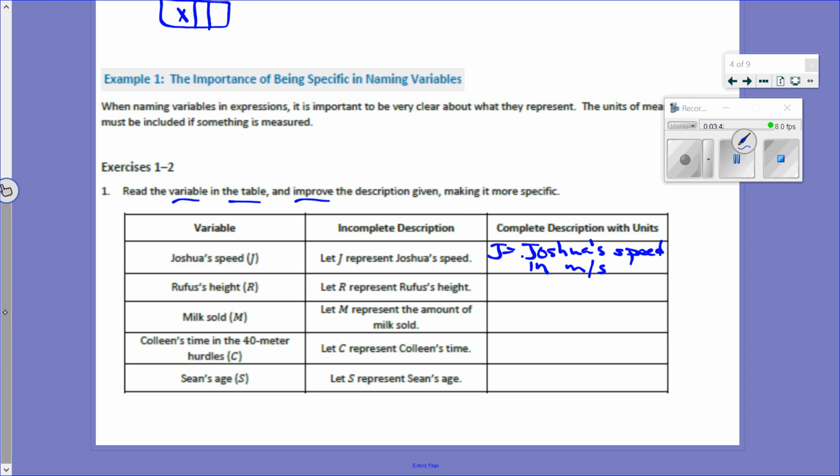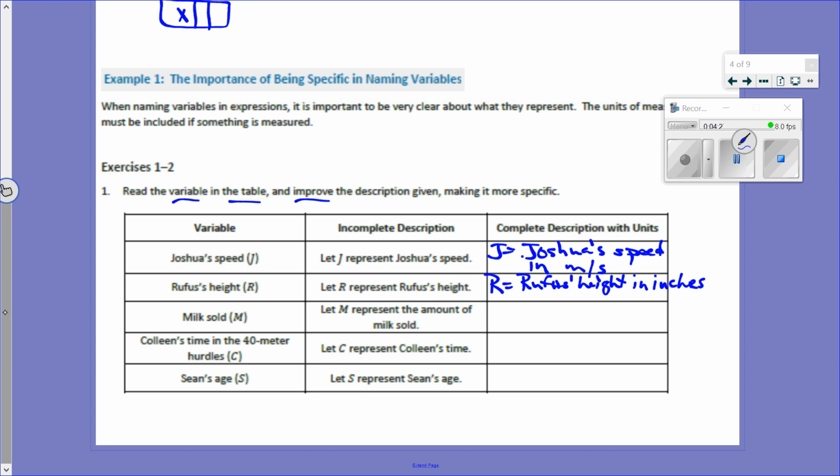Okay, our second one, Rufus's height. So let R represent Rufus's height. How can I be more specific? What do you think, Kaden? Inches. Because we measure in English system, we'll say inches, but R is Rufus's height in inches. If you said centimeters, I'd be okay with that, or if you said feet and inches. But normally, if you go to the doctor's office, they don't measure it in feet and inches. It's straight up inches is what they measure you in.